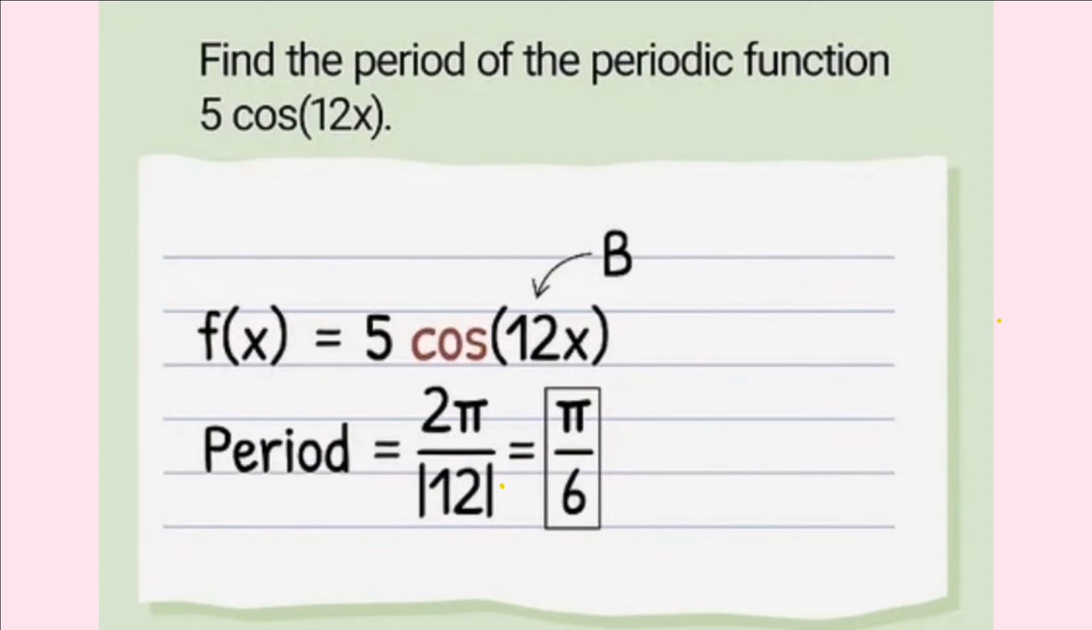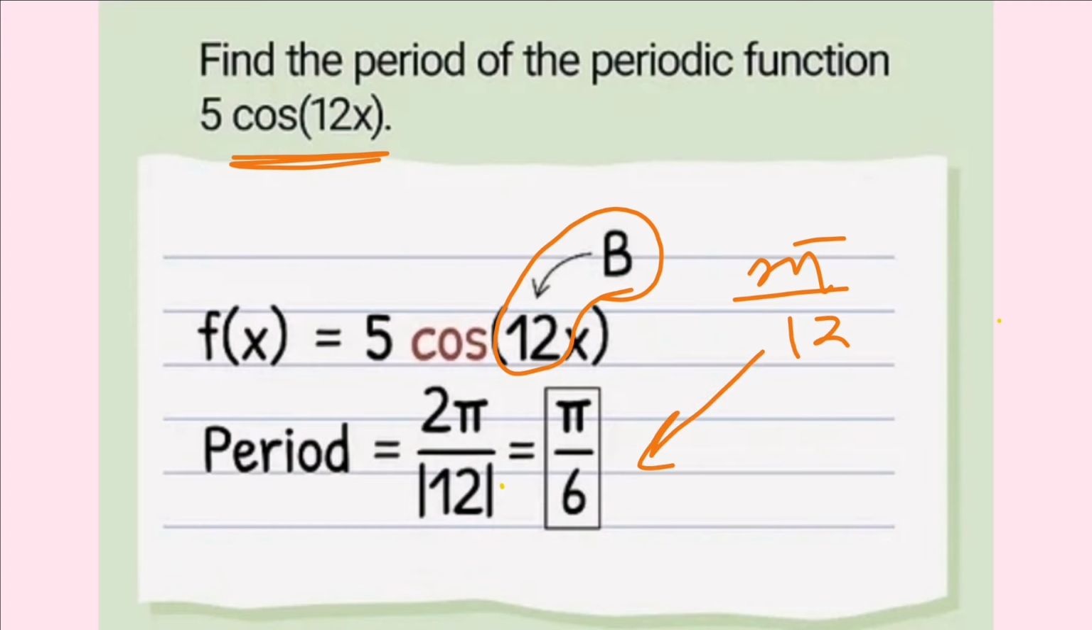Find the period of the periodic function 5 cos(12x), where the value of b is 12. By the general formula for the period of sine and cos, the period is equal to 2 pi divided by |12|, which is equal to 2 pi divided by 12. By simplification, we get pi by 6.